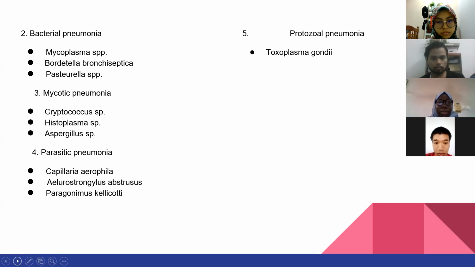And bacterial pneumonia is caused mostly by Mycoplasma, Bordetella bronchiseptica, and Pasteurella. Mycotic pneumonia can be caused by Cryptococcus, Histoplasma, and Aspergillus. Parasitic pneumonia is caused by Capillaria, Aelurostrongylus abstrusus, and Paragonimus. And lastly, protozoal pneumonia is caused by Toxoplasma.